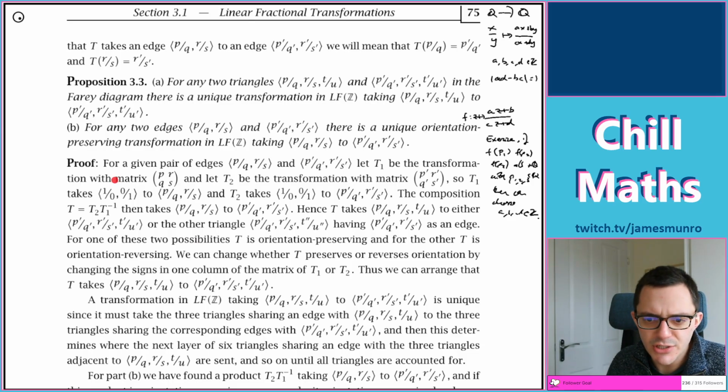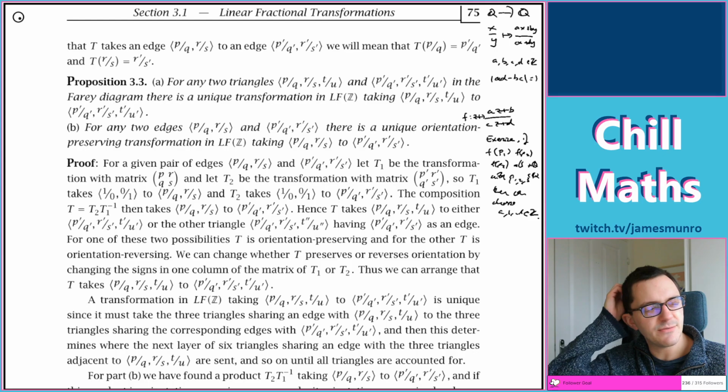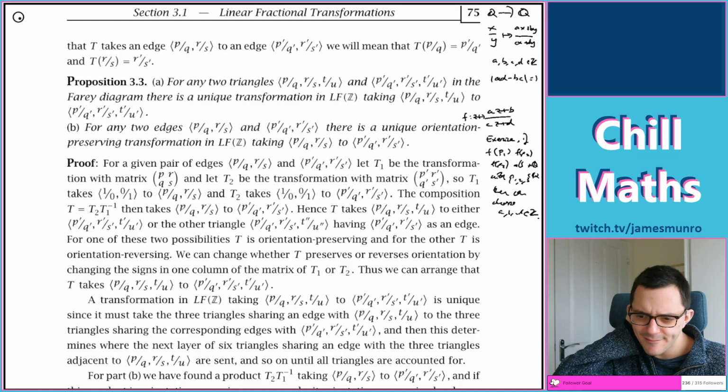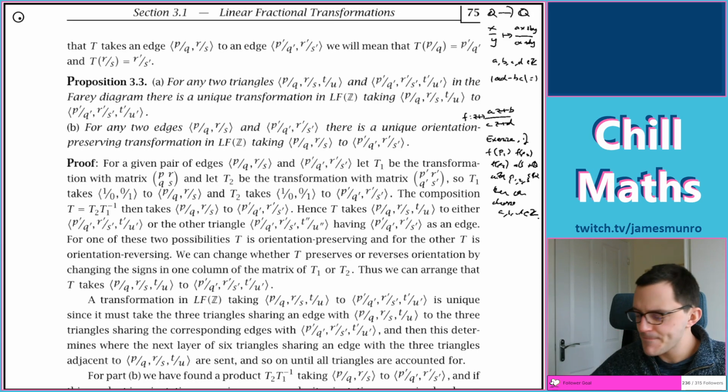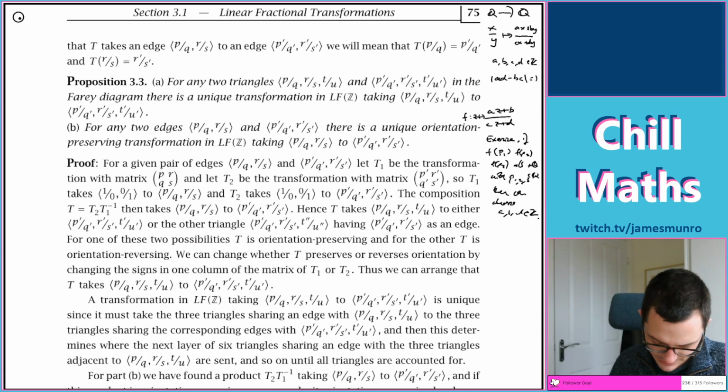This composition does this. So you've got that takes an edge to an edge, and then either the correct one or the wrong one. Check the orientation. It's clever. Okay. Changing the signs of one column of the matrix T1 or T2, which just means flipping around the direction or something. Flipping the signs, it still takes you to PQ, but minus P over minus Q or something, but gives you the other orientation. Fair enough. Okay.